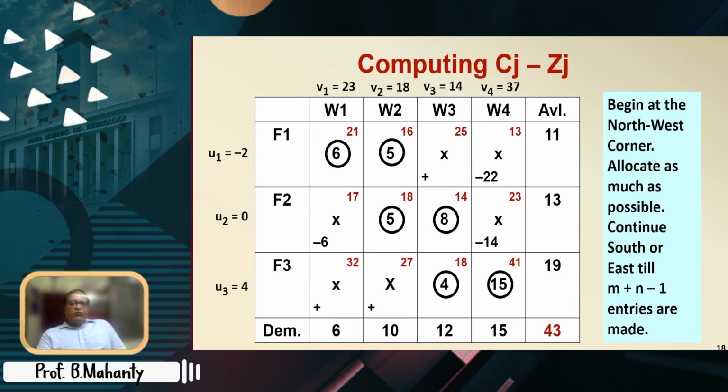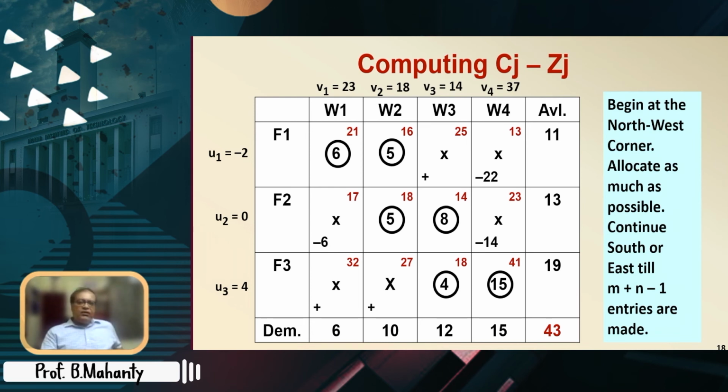Cj minus Zj values are then computed for the non-basic variables. This is also plus, 25 minus minus 2 minus 14. So we found out the Cj minus Zj values. Is the Cj minus Zj value computation clear to you? If that is clear, then tell me which is the most favorable square which will reduce the total cost. Which variable should now enter into the basis?